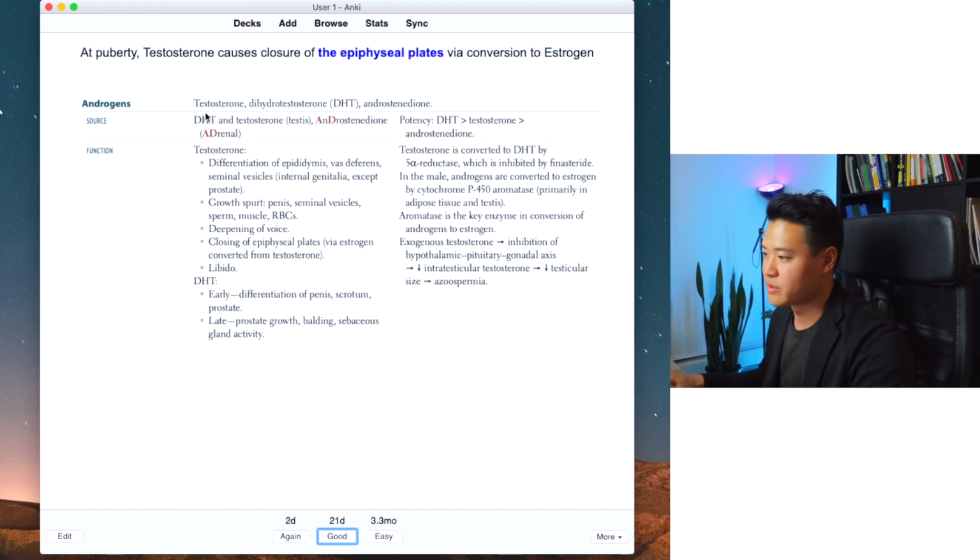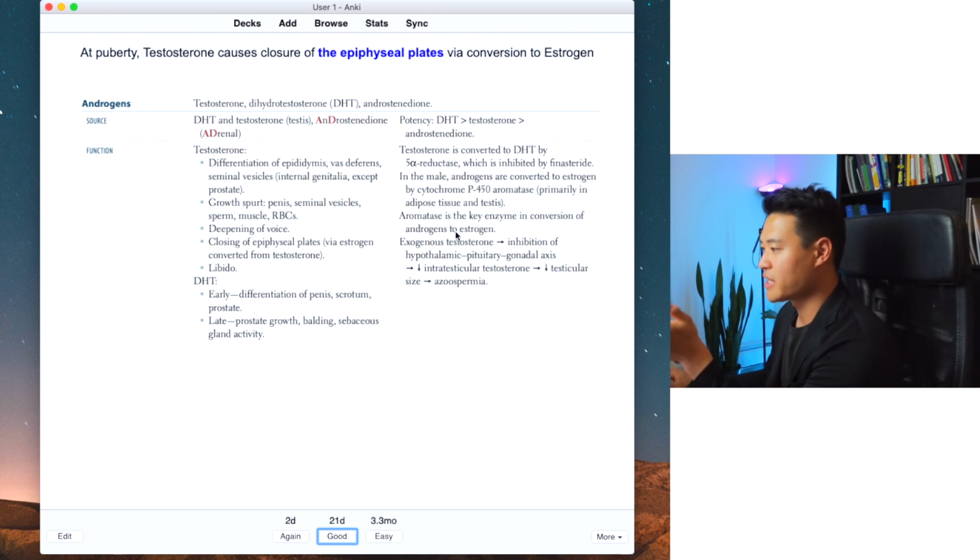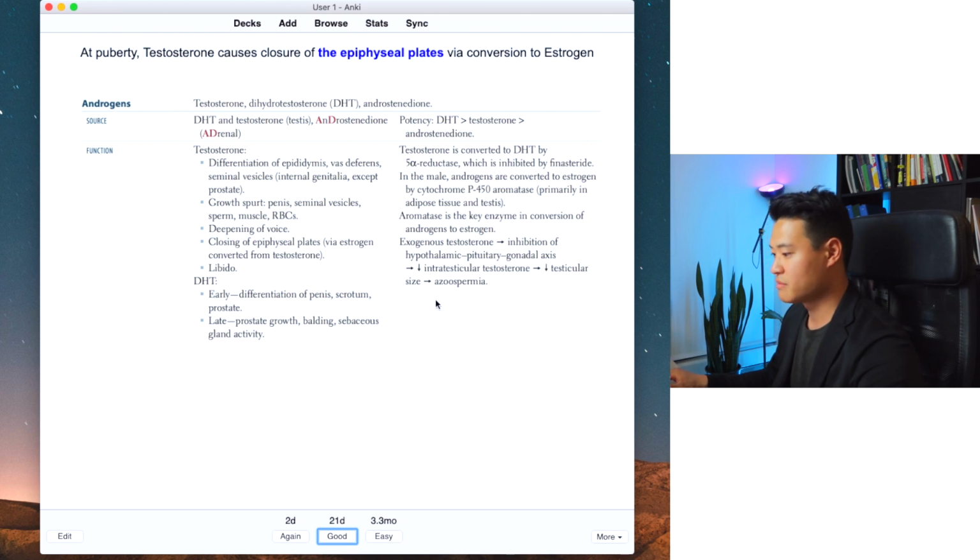So the good thing about the Lightyear deck, or pre-made decks, is that they have all the information on here from the First Aid textbook, so that if I get the question wrong, I can read more about it and then move on to the next question. This one I answered good.